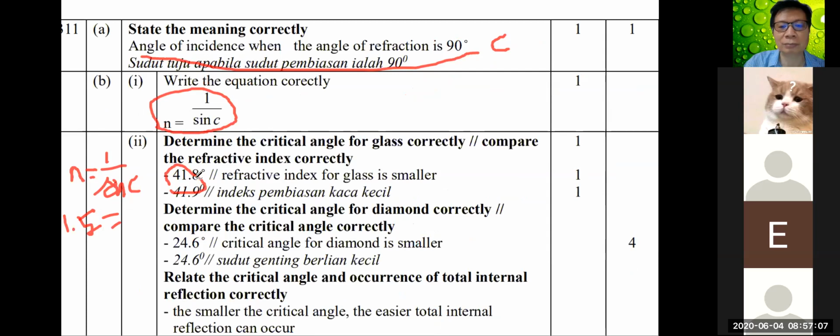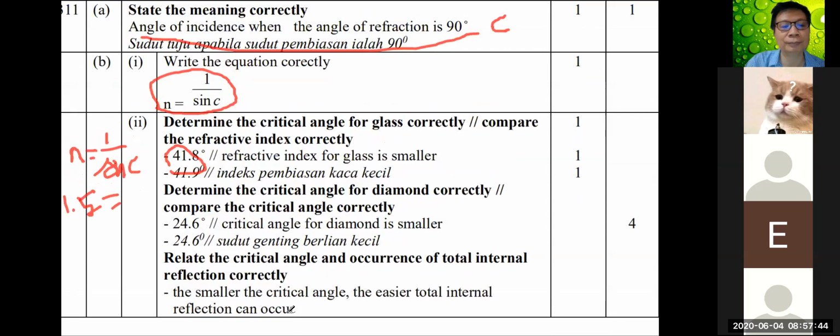So the angle is big. When the angle is big, the refractive index is smaller, okay? Because when C is big, the refractive index is smaller, only 1.5, correct? Whereas for diamond, you use the formula to calculate, and you get 24.6. So the critical angle is smaller. The conclusion is, the smaller the critical angle, the easier total internal reflection happens. So the answer is like that.